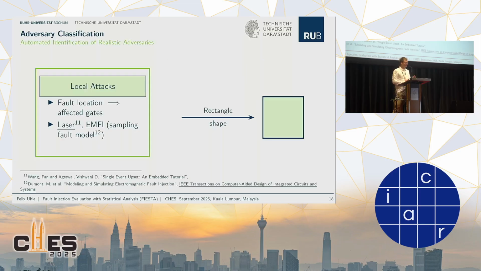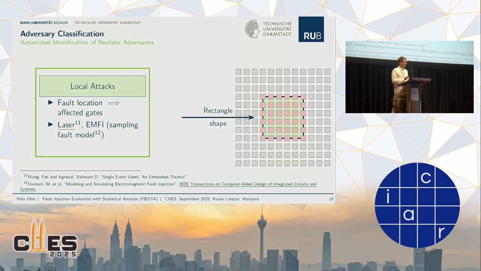And for that purpose, we model local attacks, so all attacks where the fault location decides the set of gates that is affected simultaneously. This, for example, can model laser fault injection or electromagnetic fault injection if you assume that the sampling fault model is correct. And we use such a rectangular shape to abstract our adversary, and we slide this shape over the physical representation of our circuit. And where this rectangle overlaps the gates of the circuit, we take these gates, put them in a set, and submit them to Fiesta to determine the advantage of the adversary.